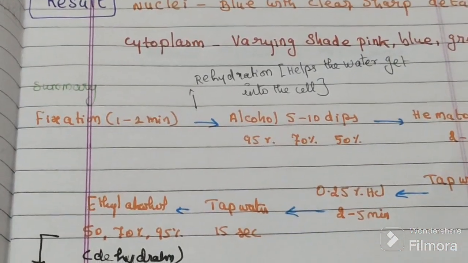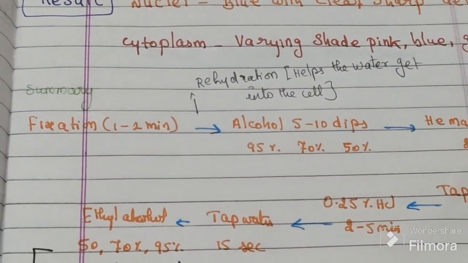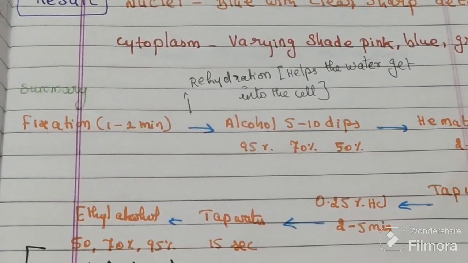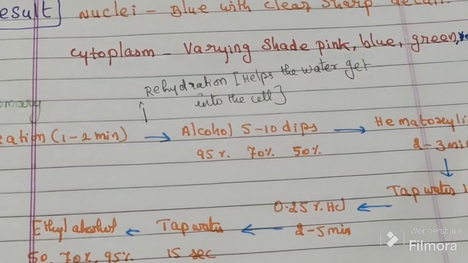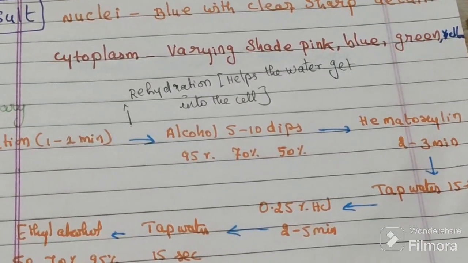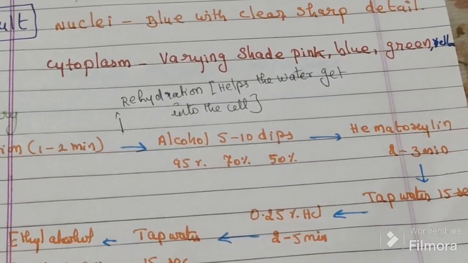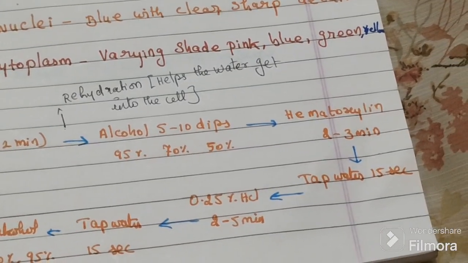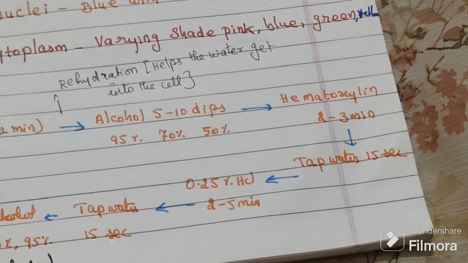So this one is the summary. First is the fixative used for PAP smear, 95% alcohol for 1 to 2 minutes. Then rehydration, with the help of which water gets into the cell. Then tip 5 to 10 times in 95%, 70%, 50% alcohol. Then hematoxylin 2 to 3 minutes. Then tap water for 15 seconds.